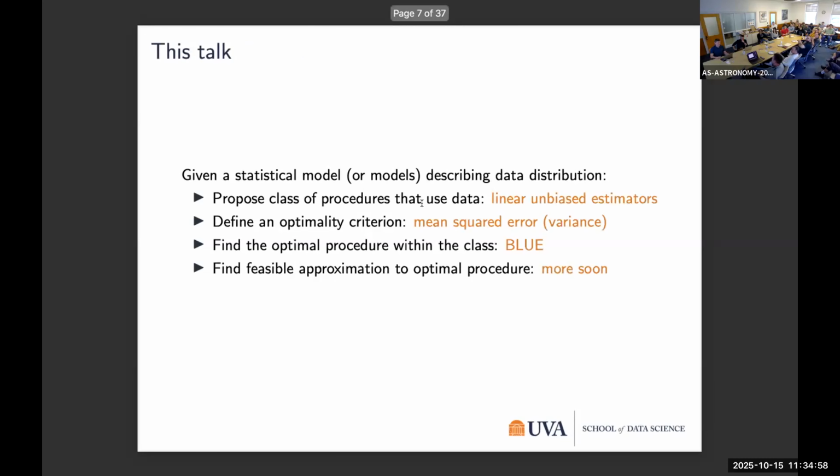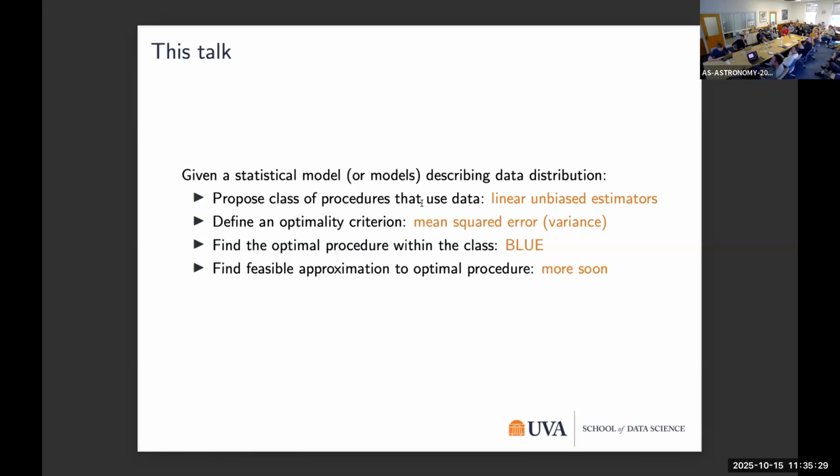Today I'm going to talk about a particular instance of that workflow in the context of this spectral unmixing problem. We're going to talk about a classic type of estimation: linear unbiased estimation. The typical optimality criterion there is the mean squared error of your estimate. Because we have unbiased estimates, the mean squared error is the same as the variance of your estimator. The optimal procedure in this class is the best linear unbiased estimate, the BLUE. So that makes sense.